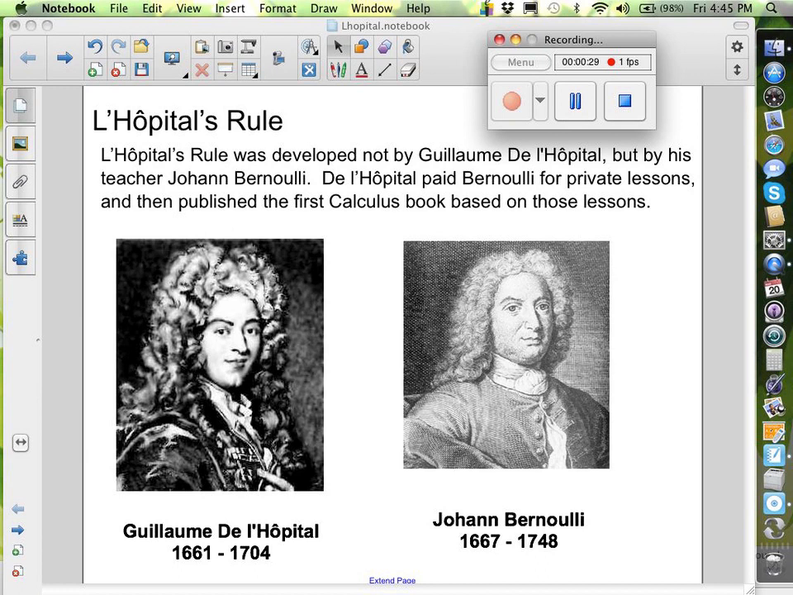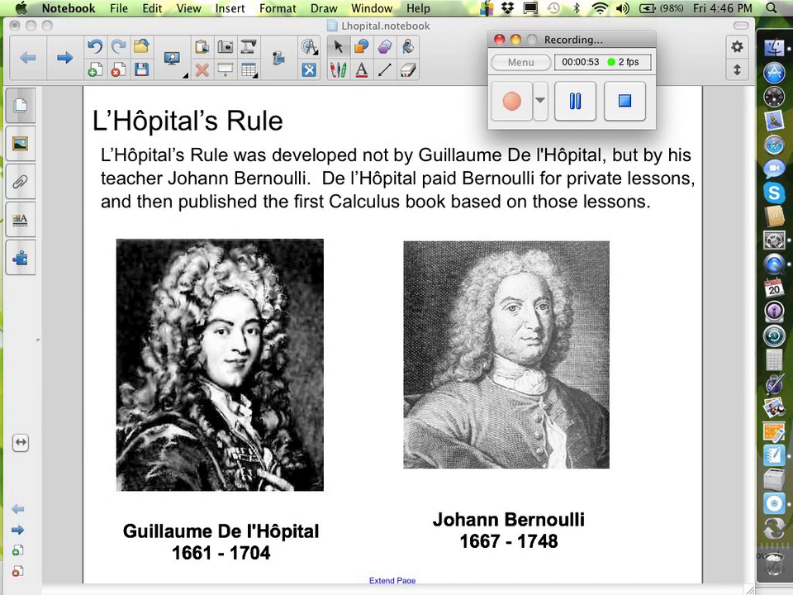So L'Hôpital gets credit for this rule, and it bears his name. He did give credit in his book. You know, he expressed his undying gratitude to Bernoulli. But it's de L'Hôpital's name that this rule bears, not Bernoulli's. But if Bernoulli didn't like it, he shouldn't have signed it.